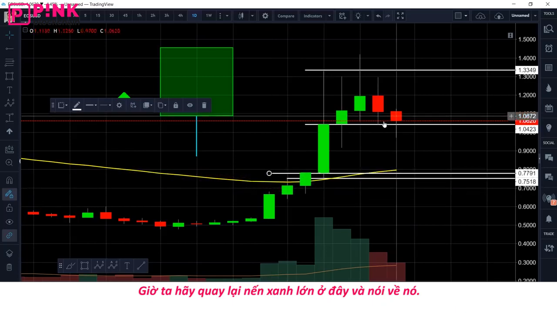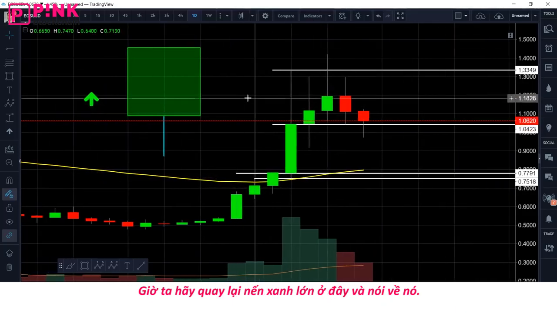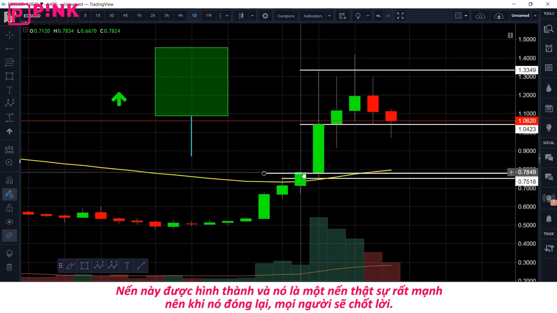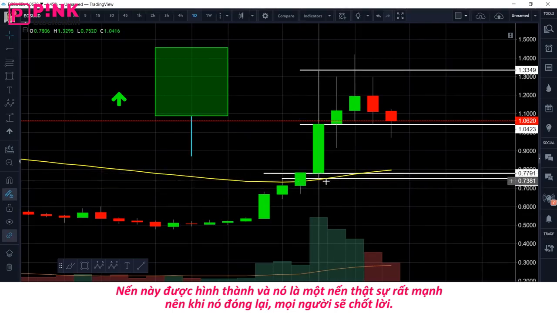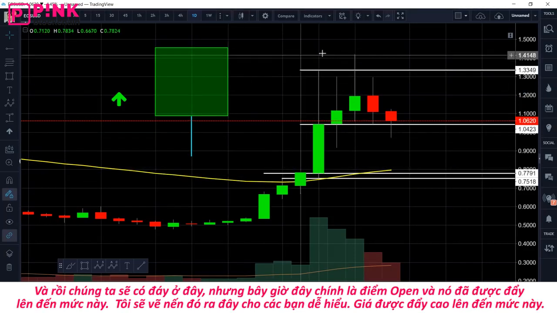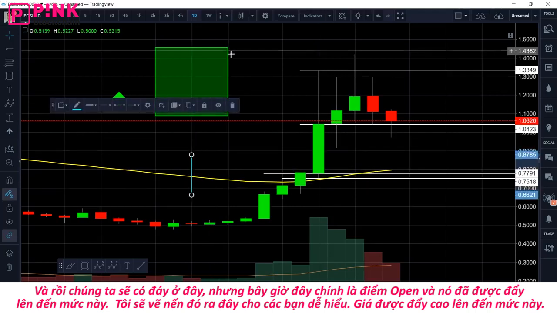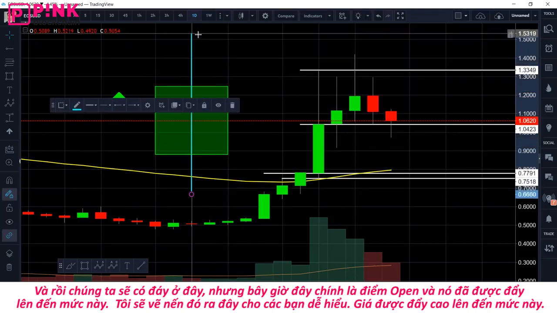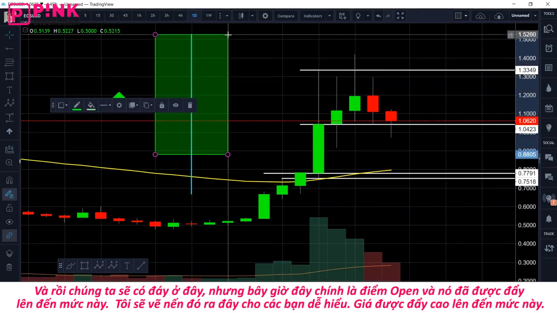So we're going to go back to this big candle here and talk about the story behind it. This candle formed, and it's a really, really strong candle. As soon as it closed, some people took some profit, right? And then we got this low over here. But now this is the open, and they pushed it all the way up to there. We're going to draw that candle out right here. They pushed it all the way up to here, okay? Just like that, right?